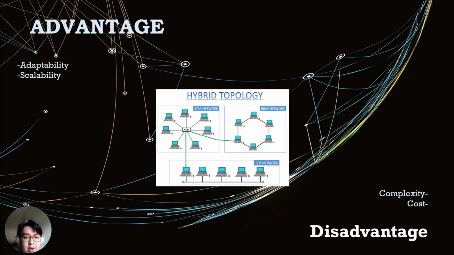The advantage would be adaptability, because we can adjust to the needs of the company or enterprise network by combining two or more topologies to meet the requirements. There is also scalability because it accommodates changes in the network as needed. The disadvantage would be that it's very complex because it's combining more than one topology, and it costs more, because the more topologies that are combined, the more cost to connect them with each other.